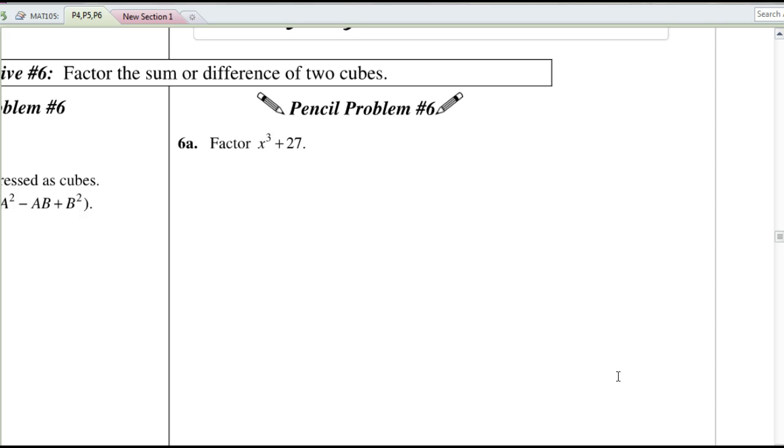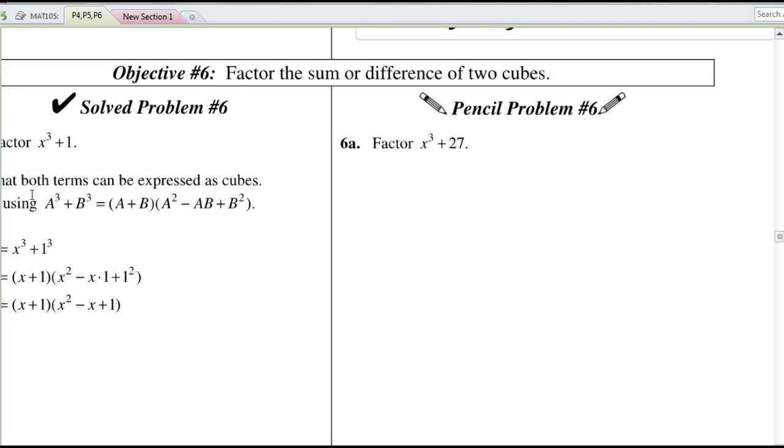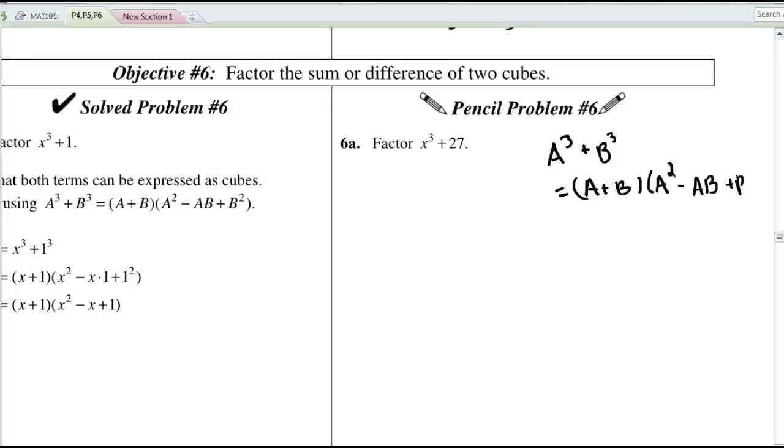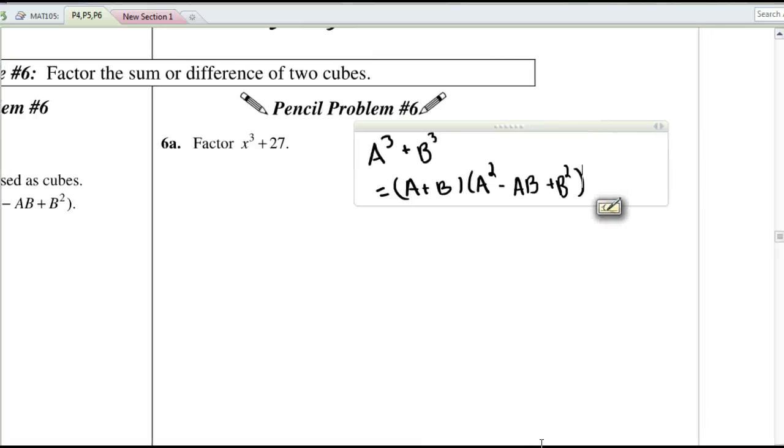It works the same way as difference of squares. So let me scroll over to the left here, and we'll see this sum of cubes formula. So let me write this up here just to remind us. It's a to the third power plus b to the third power, and it breaks down like a plus b times a squared minus ab plus b squared.